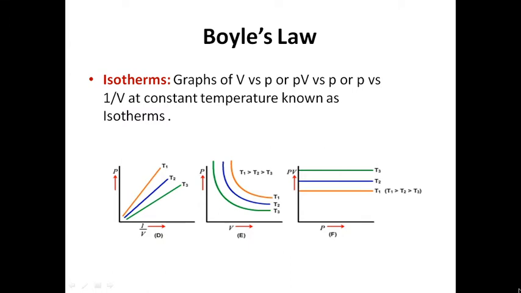In the third graph, we can see the graph is between PV and P. As we know, the PV product is constant. So we have a straight line, parallel to the x-axis, for the value of PV, because PV is a constant value. If we change the value of P, V will also change, and that will keep the product constant. Okay, so these are the graphs of isotherms.